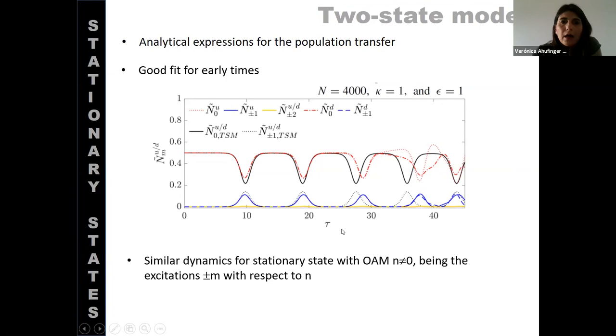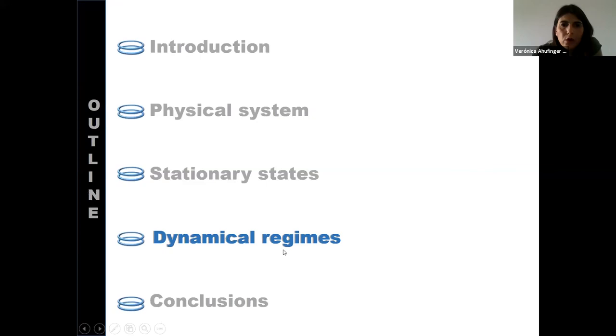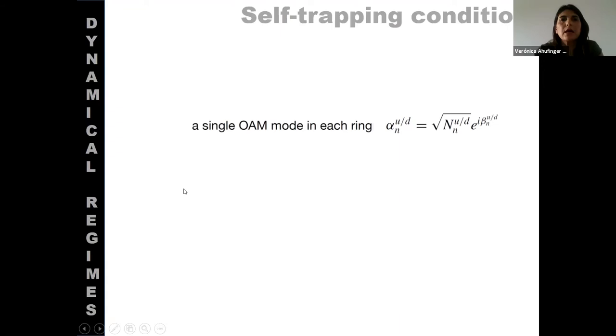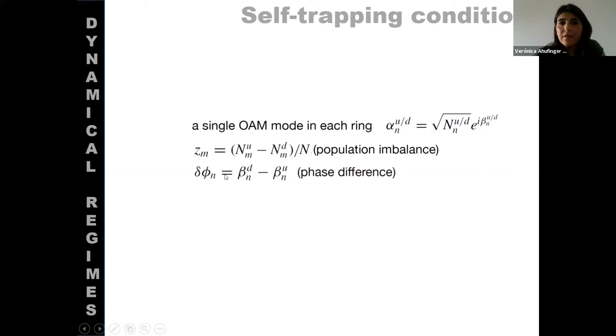Also, we obtain similar dynamics for other stationary states, different from the non-rotating state. So let me go to the dynamical regimes. In this case, we are going to consider an initial population imbalance between the two rings. We are also going to populate the rings with a single orbital angular momentum mode, and we write the probability amplitude as a certain amplitude and a certain phase. In this way, we can define the population imbalance and the phase difference.